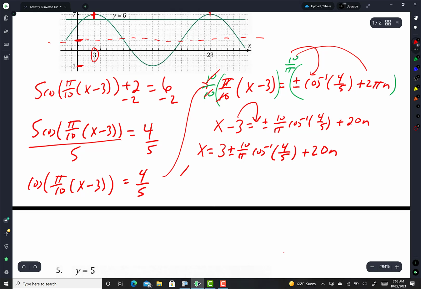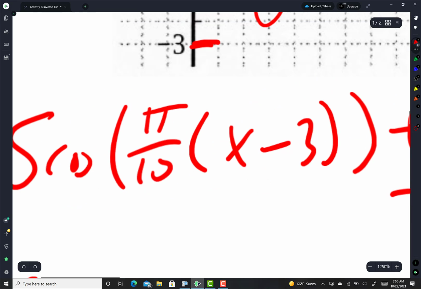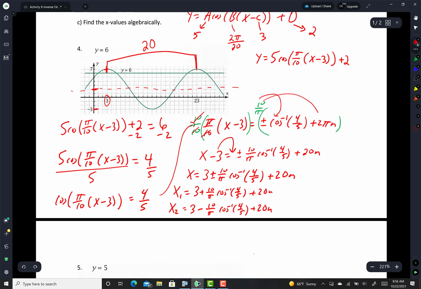So now you're going to have two equations. 3 plus 10 over pi arc cosine of 4/5 plus 20n, and 3 minus that. Do we feel okay? Let's see what those numbers are.